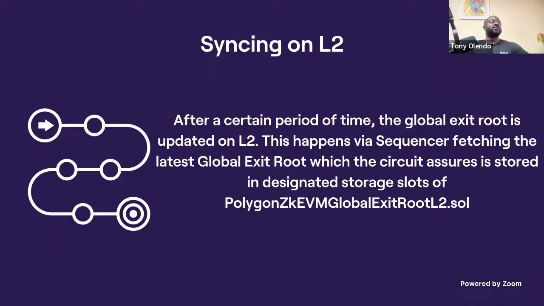And then after a certain period of time, the beauty of ZK EVMs and ZK rollups is that it's just a small period of time as opposed to 7 days or something like that. So after a certain period of time, the global exit root is updated on the L2, and the sequencer essentially fetches the latest root and ensures that the exit root is stored in the designated storage slots of the global exit root contract on the L2.